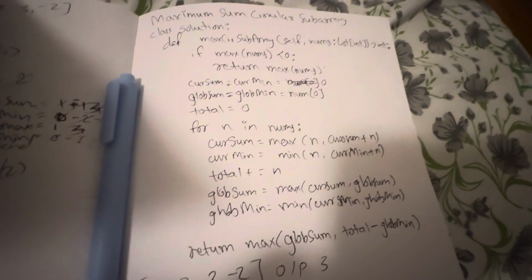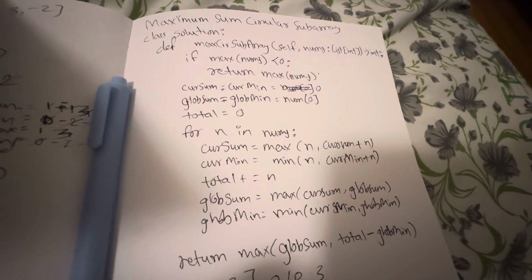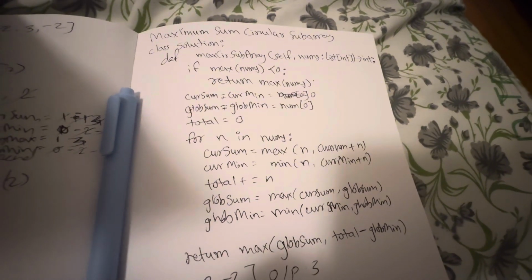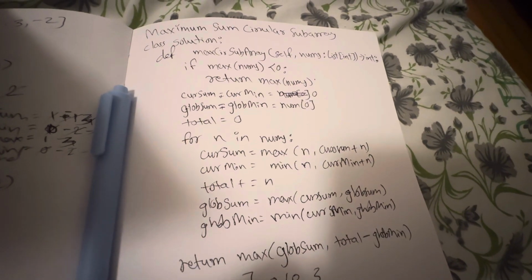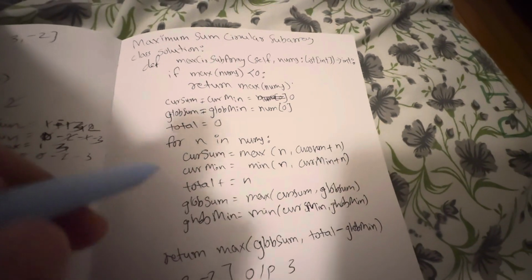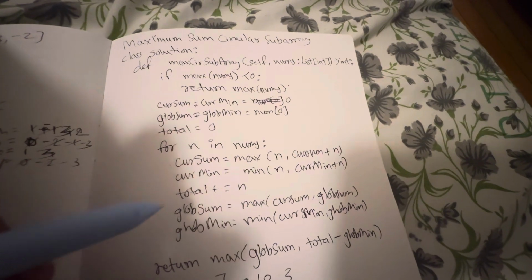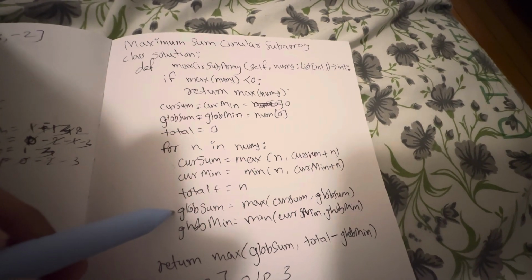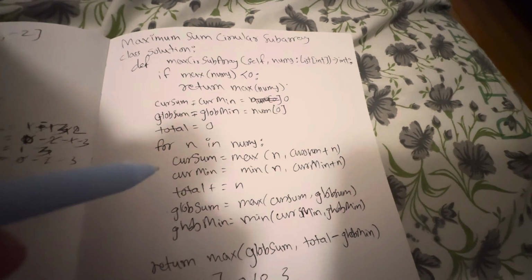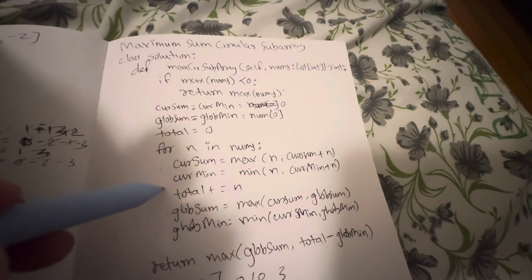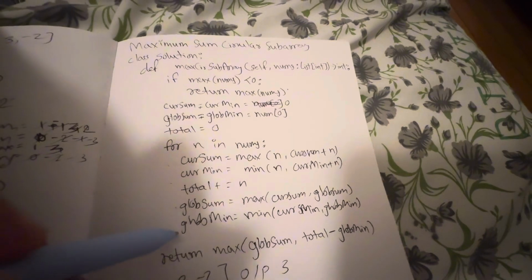In previous videos you have seen how to calculate maximum sum in a normal array. So basically we have to find current sum and global sum for a normal array, but here we have a circular array, so we will find current sum, current minimum, global sum and global minimum.